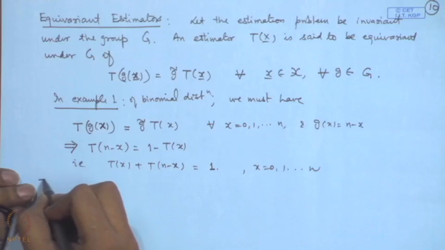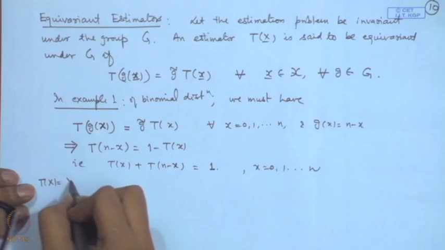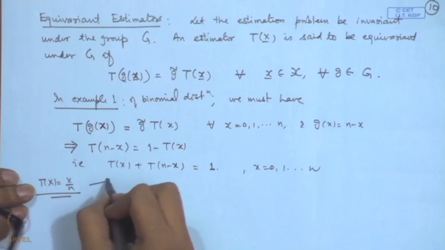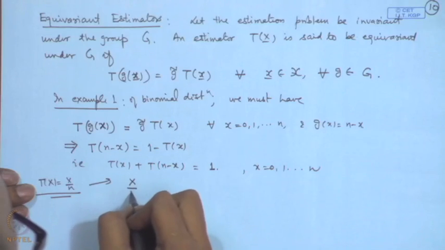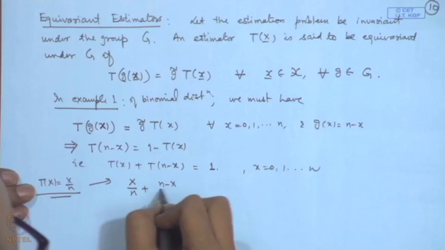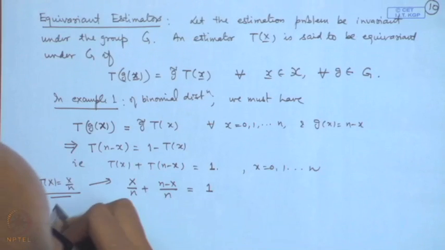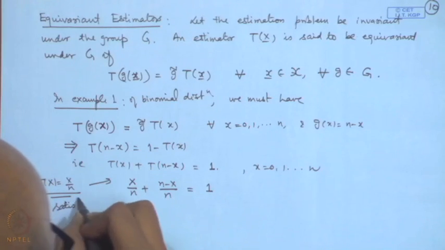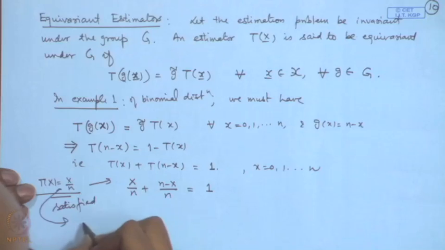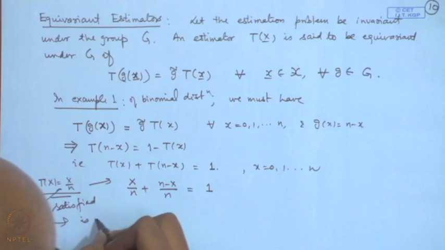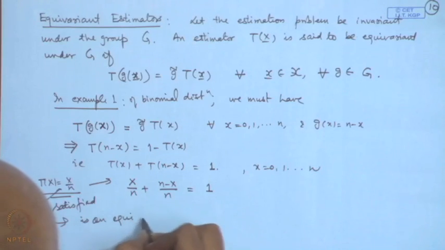See, for example, if I take T(x) = x by n, then this is satisfying this condition: x by n plus (n minus x) by n, that is equal to 1. So, this is satisfied. So, this is an equivariant estimator.